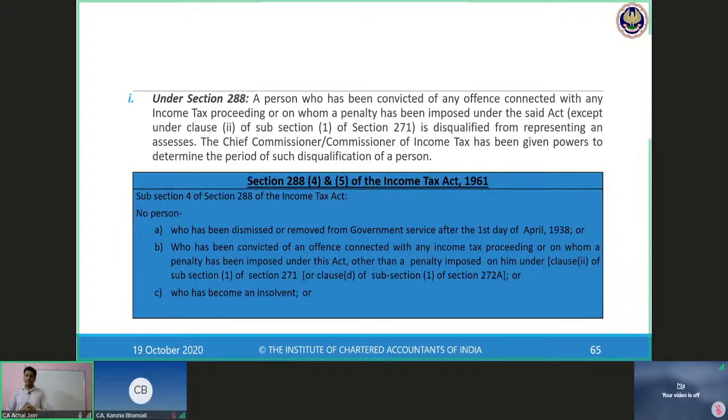First, section 288. A person who has been convicted of any offense in connection with any income tax proceeding or on whom a penalty has been imposed under the said act, except under certain clauses of section 271, is disqualified from representing an assessee. The Chief Commissioner or the Commissioner of Income Tax has been given powers to determine the period of such disqualification of that person.